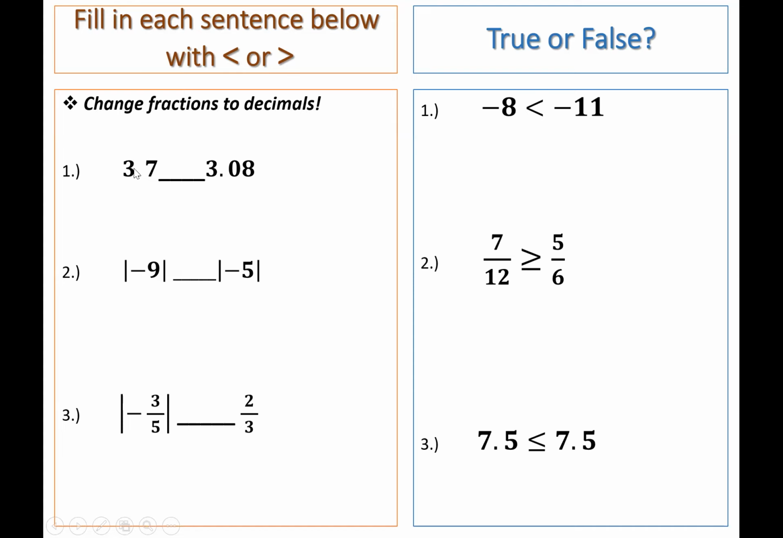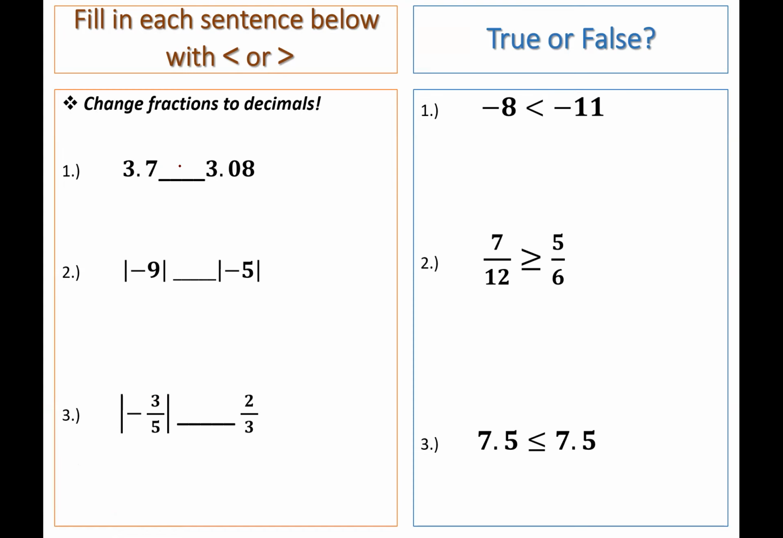Let's start with number 1, 3.7. Then there's a blank, and then 3.08. What we want to know is which symbol should we put in between? Is 3.7 less than 3.08? Or is 3.7 greater than 3.08?